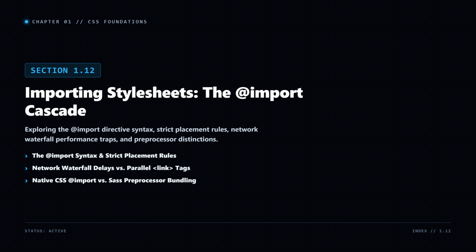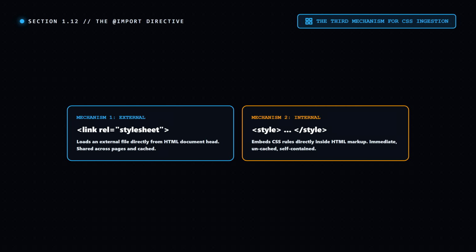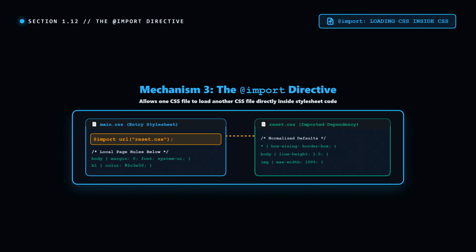Section 1.12. Importing Stylesheets. The @import cascade. We've seen external stylesheets loaded via the link tag and internal stylesheets embedded directly in the HTML. But there's a third, more subtle mechanism, the @import directive.